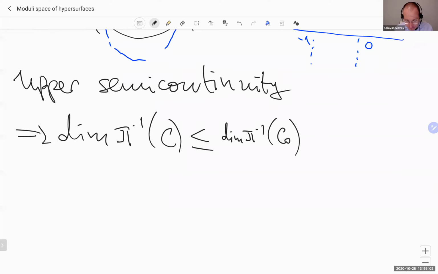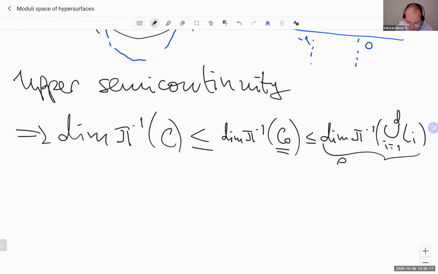Now C0, the flat limit, may not be reduced, but if you reduce it, you get dimension of pi inverse of C0 with the reduced structure, which is the union of lines, L_i, i from 1 to D. And this thing is easy to bound. You have to bound the space of hypersurfaces singular along each of these lines. That's a very explicit calculation. I will skip it, but that's very easy to bound.